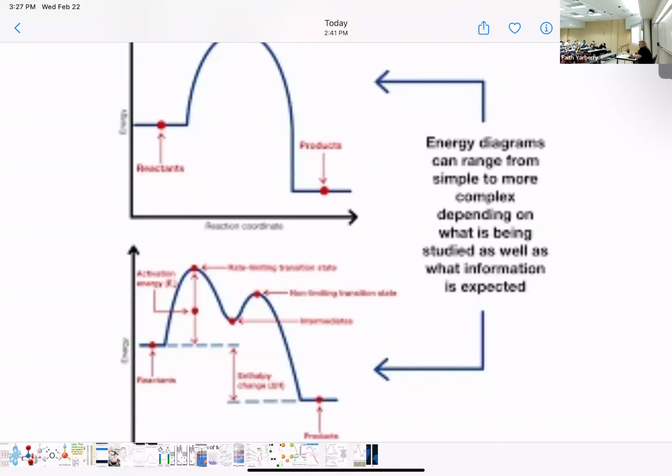Oh, sorry, I didn't mean that. The trough is the intermediate. And the tops are the transition states. Both of the tops would be a transition state, because you can almost think of this intermediate.